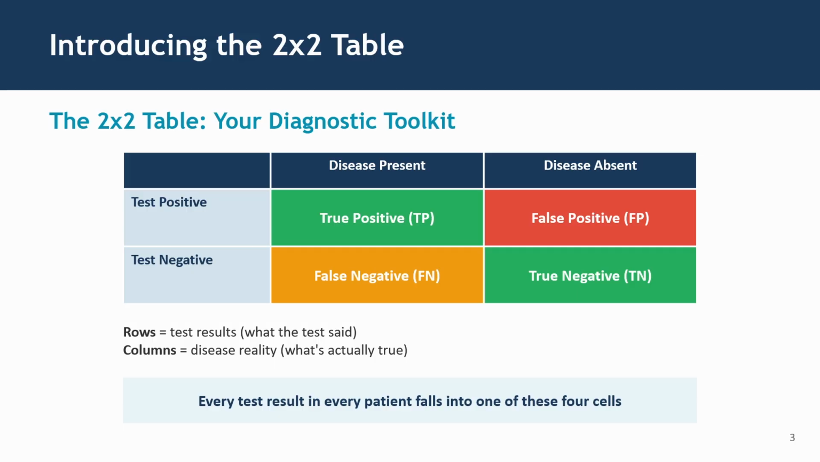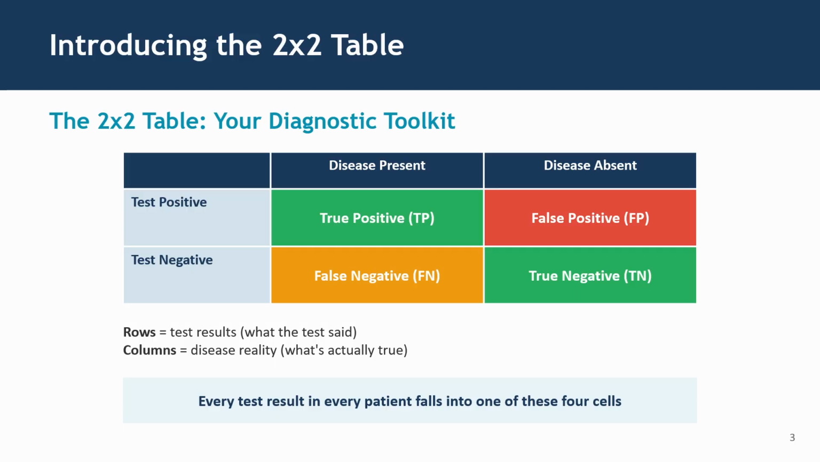Before we can talk about Bayesian updating in any quantitative way, we need a tool to organize the information. That tool is the 2x2 table, also called a contingency table, and it is the single most important table in all of diagnostic epidemiology. I want you to be able to draw this from memory. Here's how to read it. The rows represent what the test says, positive or negative. The columns represent what's actually true, disease present or disease absent.